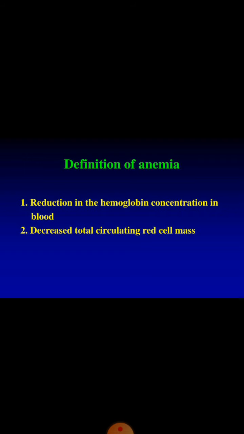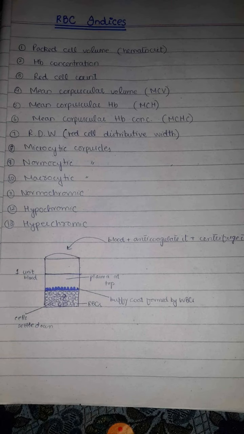In order to continue our further lectures on anemia, we should know about certain terms. These terms are known as red blood cell indices. These include packed cell volume, hemoglobin concentration, red cell count, mean corpuscular volume, mean corpuscular hemoglobin, mean corpuscular hemoglobin concentration, red cell distribution width, microcytes, normocytes, macrocytes, normochromic red blood cells, hypochromic red blood cells, and hyperchromic red blood cells. So in this video we will cover these terms.